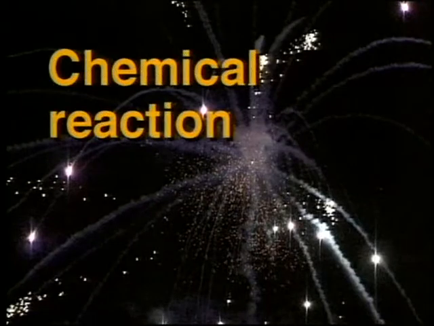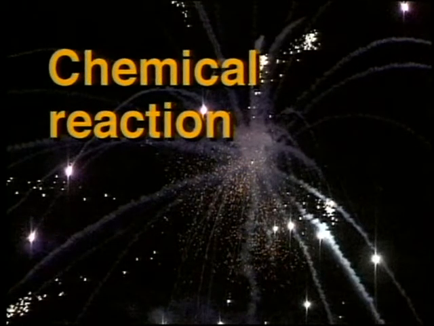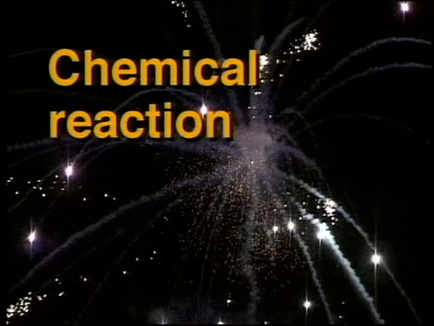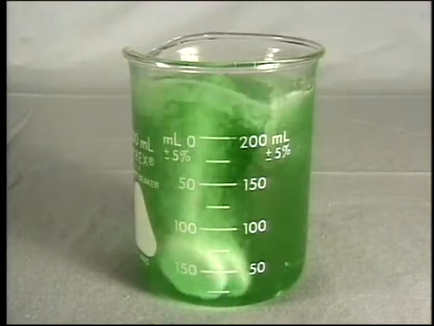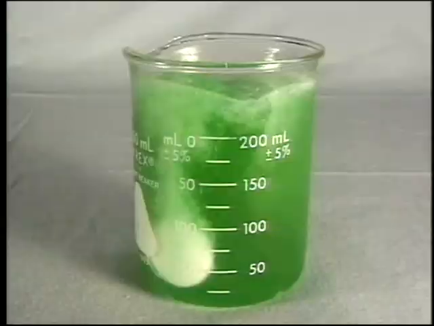As we have already seen, there are many different types of chemical changes. A chemical reaction is a chemical change in which one or more substances is changed. Let's look at some examples of chemical reactions.